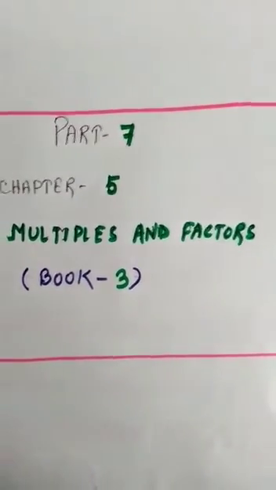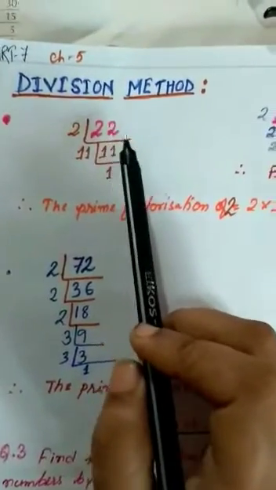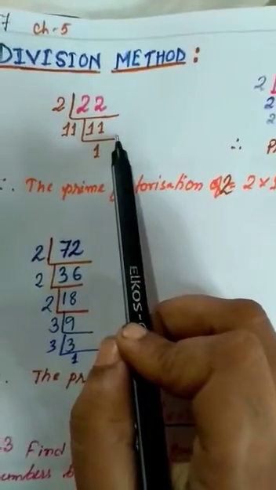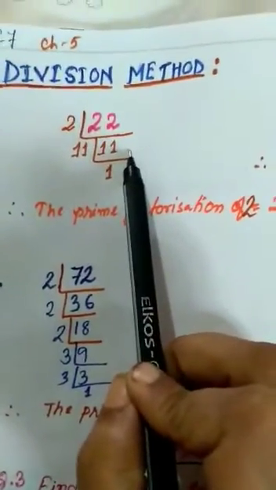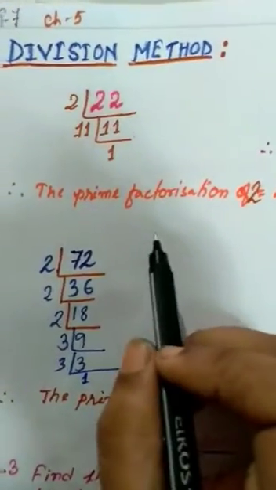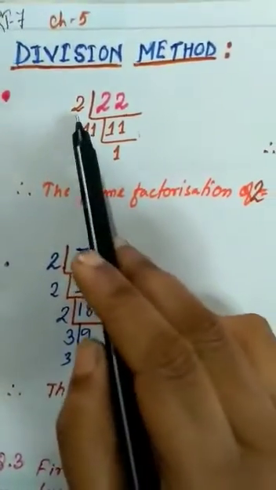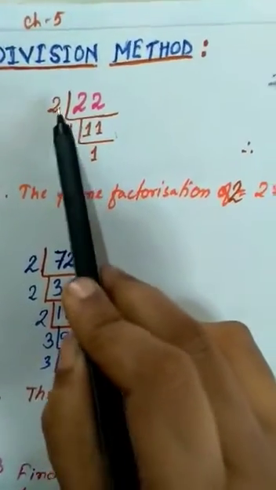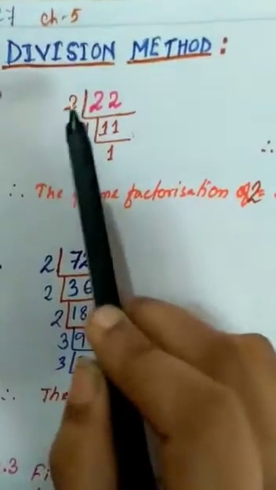So let's see, students. Division method, what is this? In this method we start dividing the given number by the smallest prime number and continue the division by prime numbers till we reach 1. We will use the divisibility test of the number to check the division, and it is also known as the short division method. Alright students, so let's see.